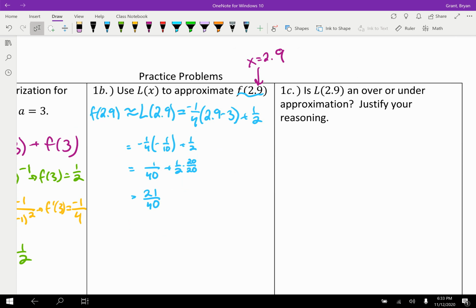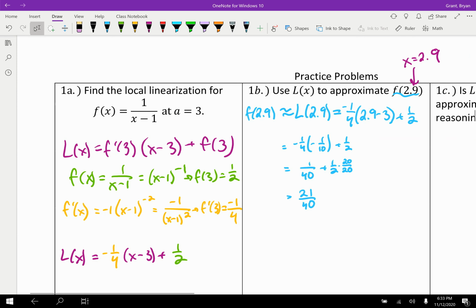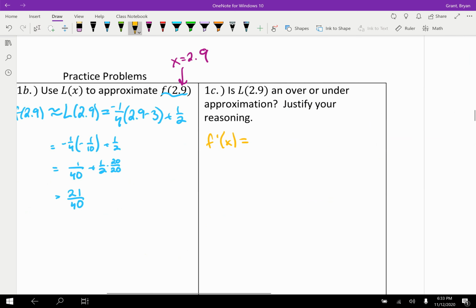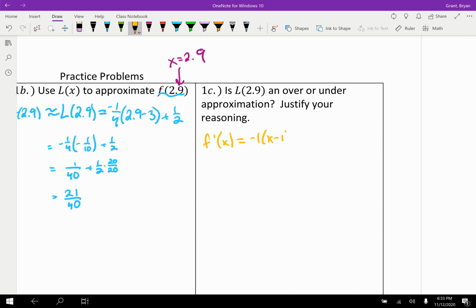Part C. Is L of 2.9 an over or under approximation? Justify your reasoning. Well, let's find the second derivative. We already found the first derivative, right? That's over here, and I'll rewrite that so we don't forget about it. The first derivative was negative 1 times x minus 1 to the negative second. So the second derivative is going to be 2 times x minus 1 to the negative third, or 2 over x minus 1 cubed.